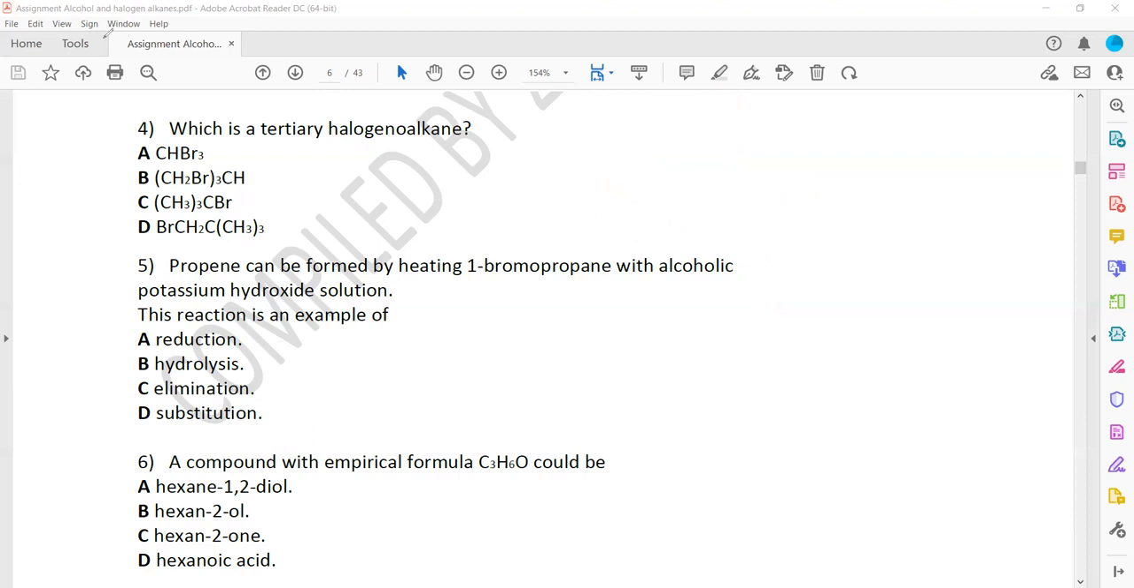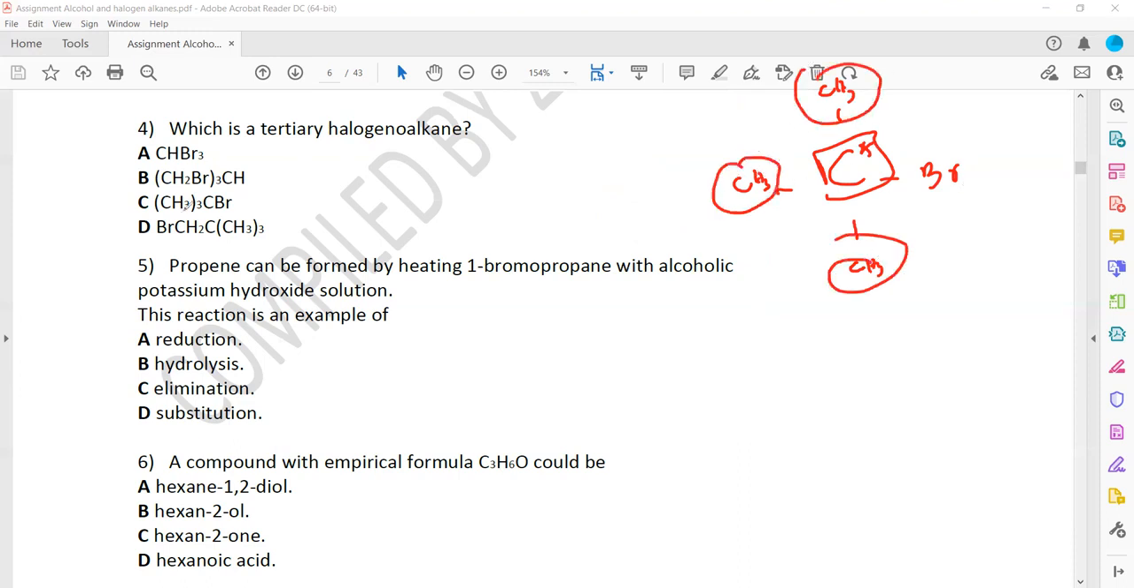So it cannot be. When we check the third one, (CH3)3CBr, the CH3 in a bracket 3 means the carbon is surrounded by three methyl groups, and then next to that is attached Br. So this is the one, the carbon attached to the halogen surrounded by three carbon chains. So we call that a tertiary halogen alkane.